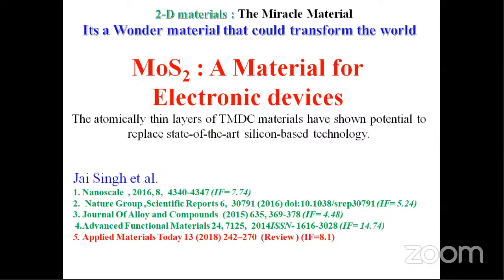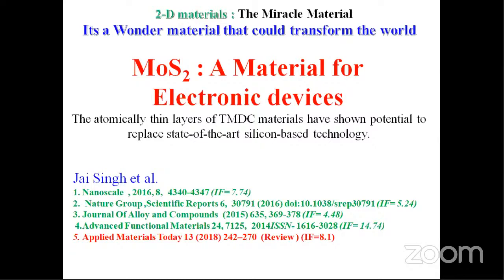After the discovery of graphene, these materials have gained worldwide attention for various possible applications in transistor-related devices. This is a wonderful material that could transform the material science world. These dichalcogenide materials have certain advantages over silicon. Silicon is three-dimensional, but MoS2 and other dichalcogenide materials are two-dimensional. With their help, we can develop devices less than three times thinner than silicon.